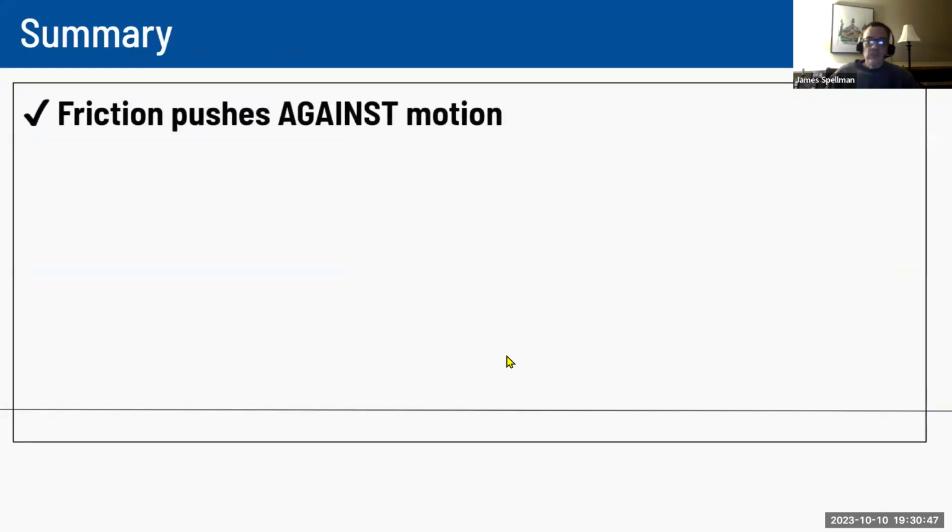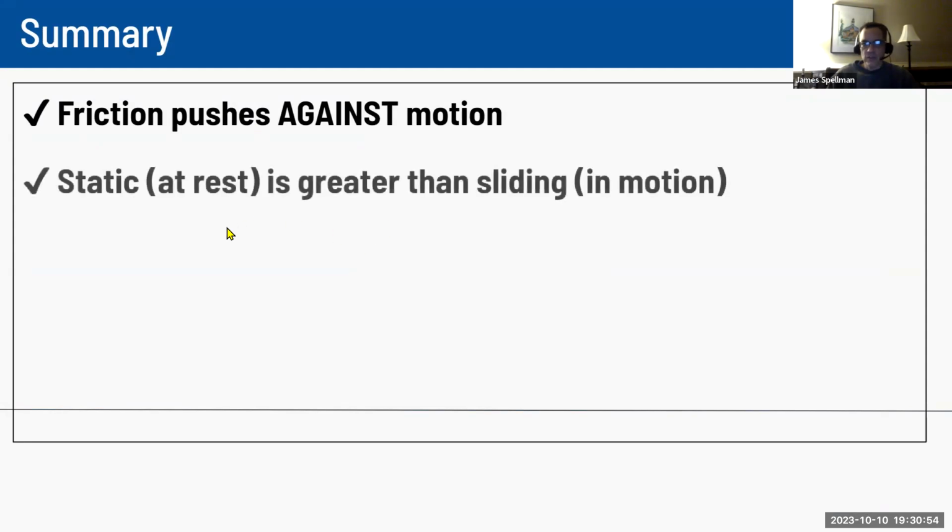So in summary, main points: friction simply pushes against our motion. So if I'm pushing to the right, friction pushes to the left. There's two types. Static is when an object is at rest. Sliding is when it's in motion. And the amount of static friction is always going to be greater than the amount of sliding friction.